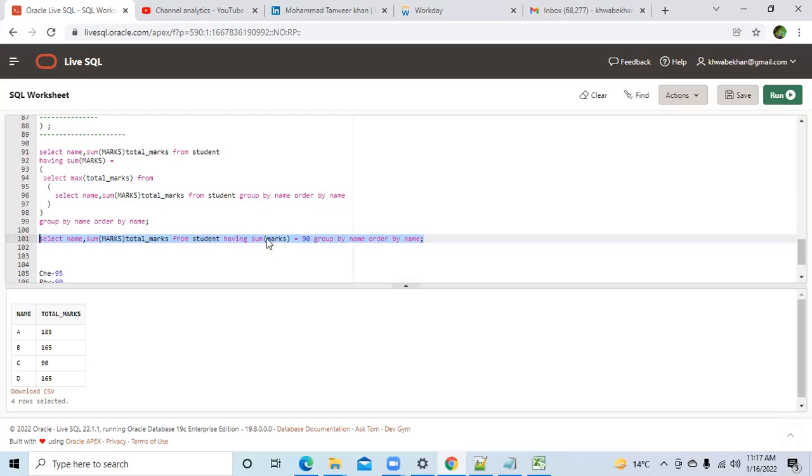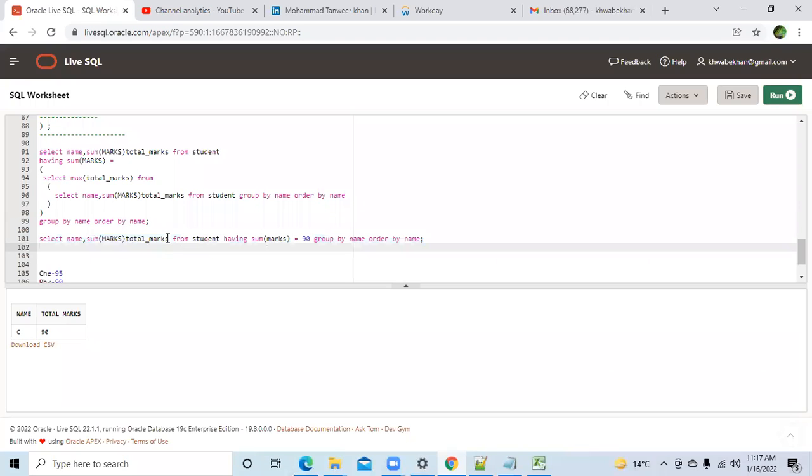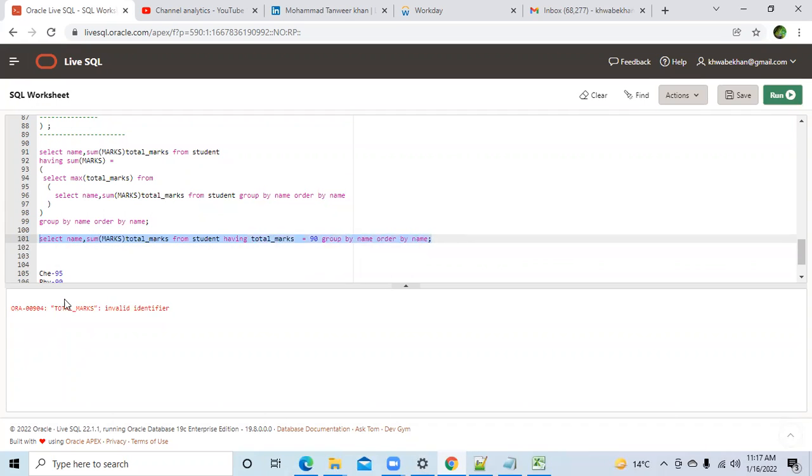I'm just trying to make you understand the question Akshay has asked. So I've written having sum of marks is equal to 90 and I'm running this query, and you will get some output. Now Akshay is telling me that I have renamed sum of marks as total marks, so please don't use sum of marks, write total marks here. Akshay is correct, so let me execute this. When I executed it, I'm getting an error message. So now Akshay is asking why this error message is coming.